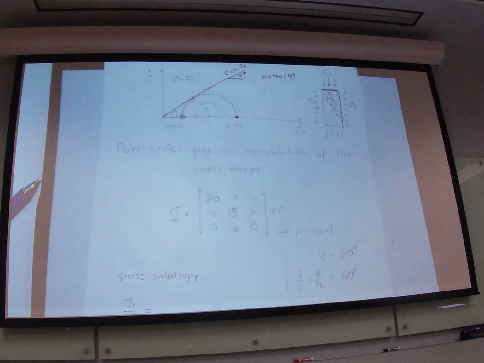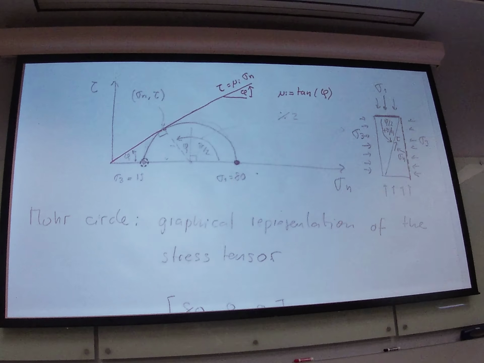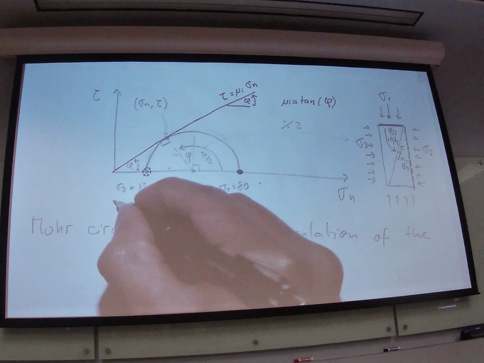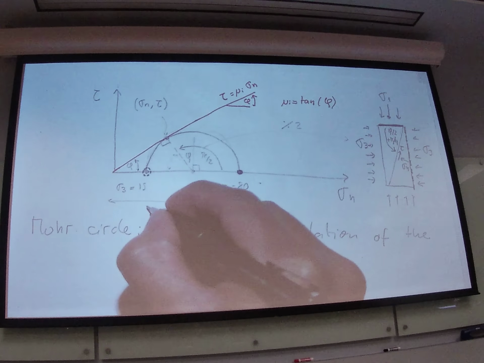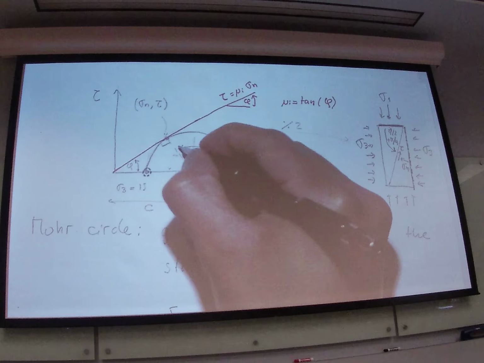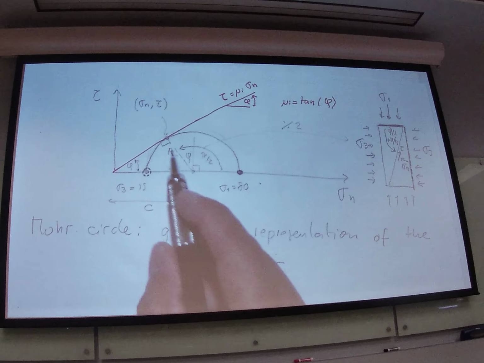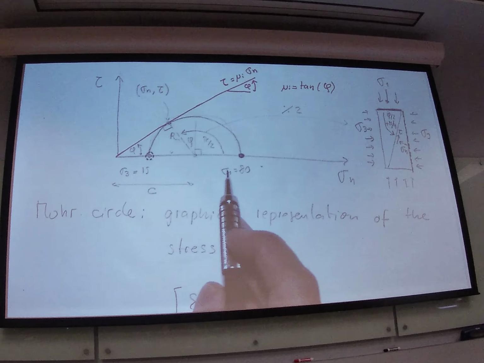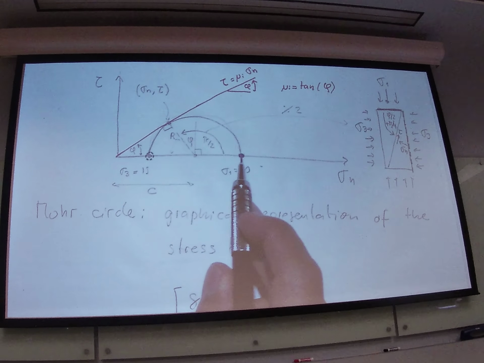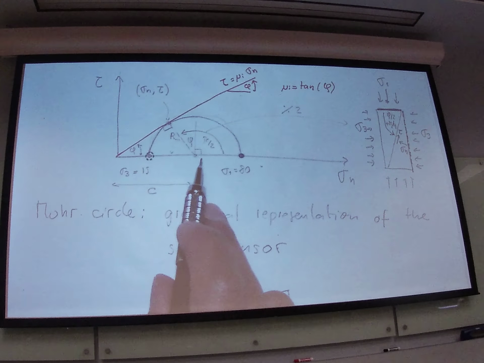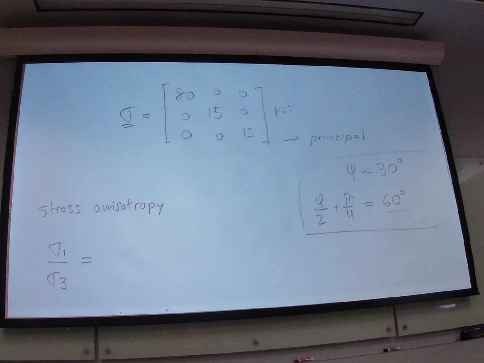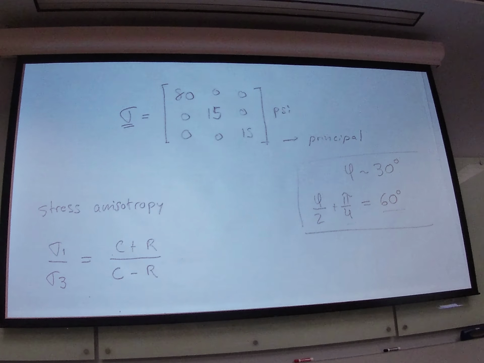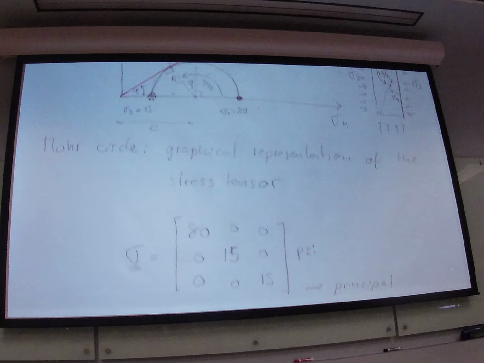And in order to show that, we're going to use, again, the Mohr circle. I'm going to call this point and this distance over here by C, and I'm going to call the radius of the Mohr circle R. So if you know this, sigma 1 is C plus R, and sigma 3 is C minus R, right? So let me write that, C plus R and C minus R.